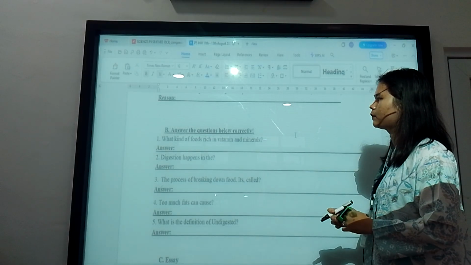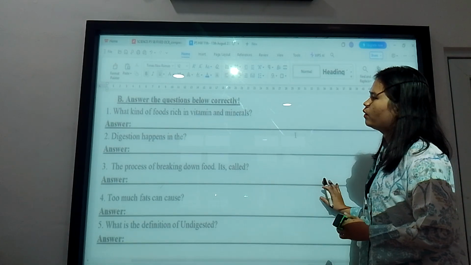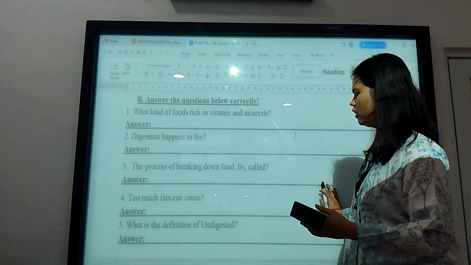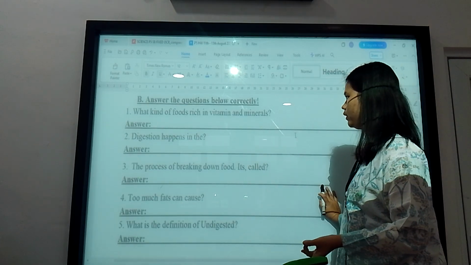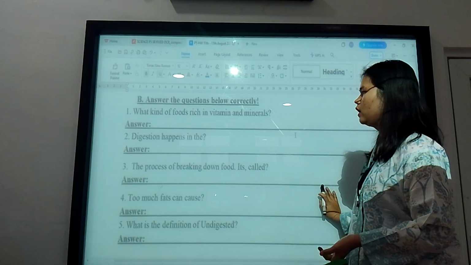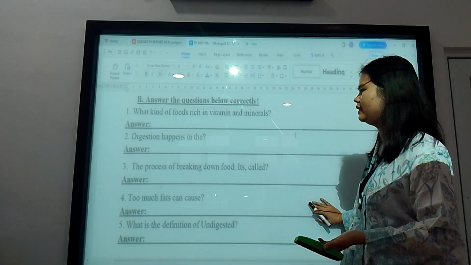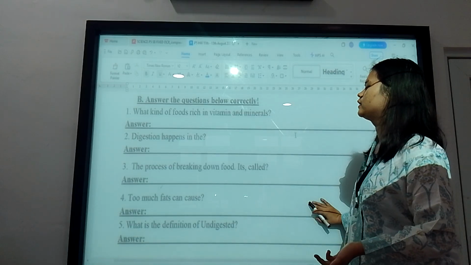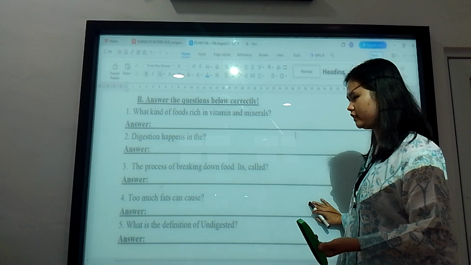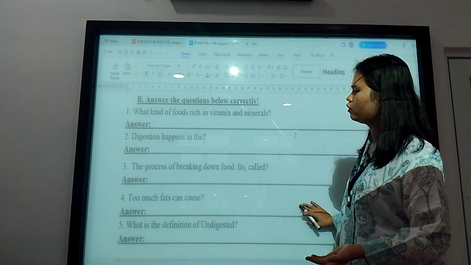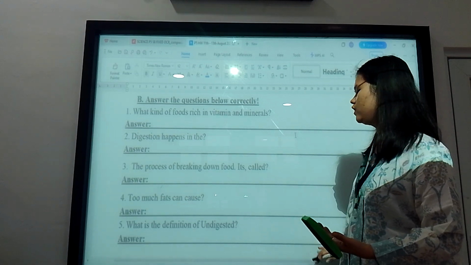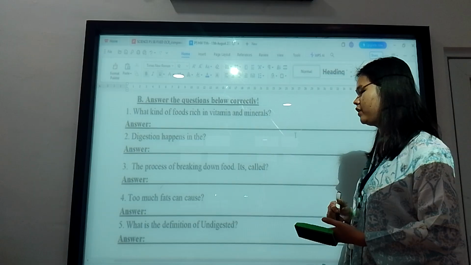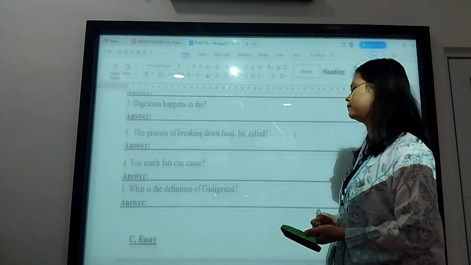Okay, question part B. Number one, what kind of food is rich in vitamins and minerals? It's food that is rich in vitamins and minerals, like vegetables and fruit. Digestion happens in the digestive system, and the process of breaking down food is called digestion. Too much fat can cause heart disease. What is the definition of undigested? It means the food is not broken down by the digestive system. Okay, I see.